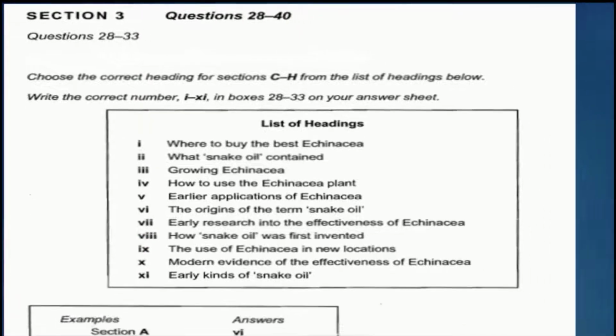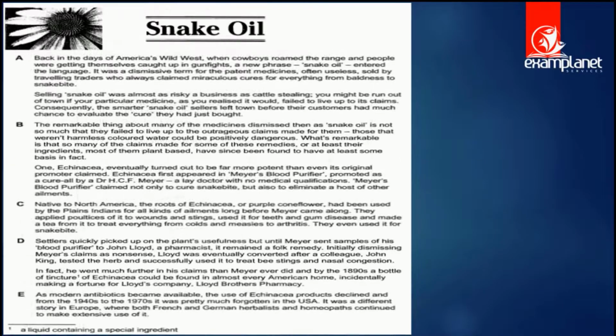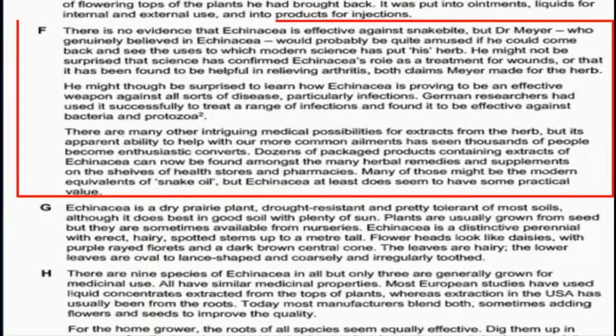And so the answer to that will be Roman figure 9, the use of echinacea in new locations. If you look at question 31, which is section F, and check what exactly is being buttressed. If you look at paragraph F very well, it tells us that though Dr. Meyer will not be surprised by the use of echinacea in all circumstances, he will probably be amused if he sees what modern science has done with this herb.